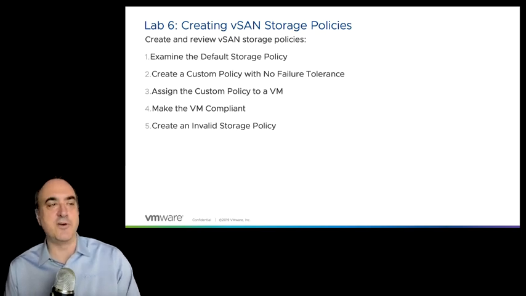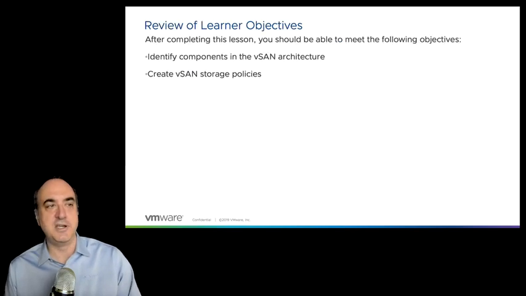And then finally, we'll go ahead and create an invalid policy, right? Speaking of RAID 5, we're going to give your VM a RAID 5 policy. We only have 3 hosts, so that's not going to work too well. You'll see what the error message looks like. So we'll have you go ahead and do the exercise. We've ended this lesson though. So we did identify the components of the vSAN architecture, and we took a look at creating a vSAN storage policy. You are going to do that in the lab right now, and we'll see you in the next lesson.